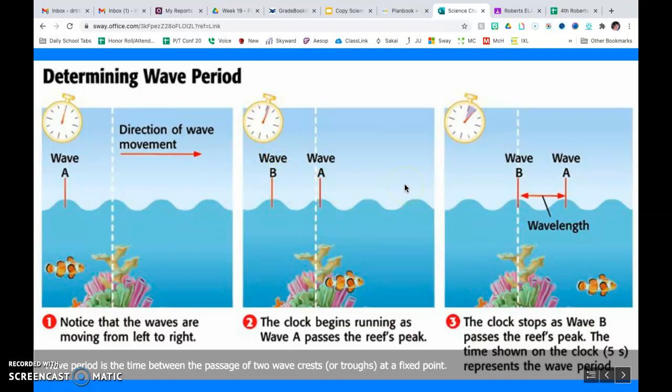So the clock begins running as wave A passes the reef's peak. So we're measuring it from the crest. And then in this picture, the clock stops as wave B passes the reef's peak. The time shown on the clock is 5 seconds, and that represents the wave period. We could have also measured this from trough to trough instead of crest to crest. It would be the same because it's fixed.